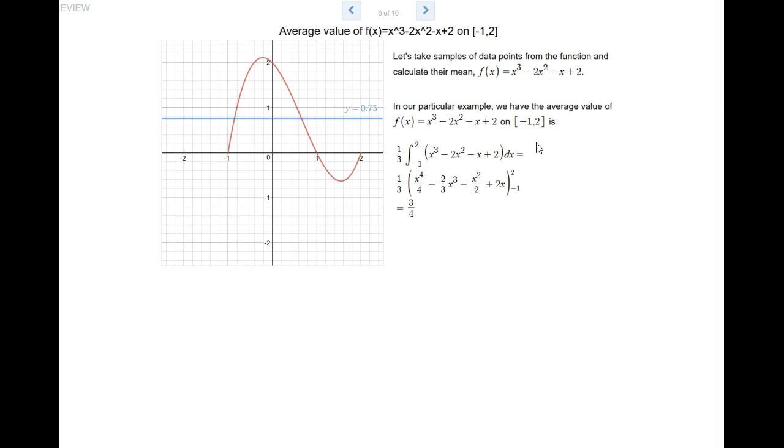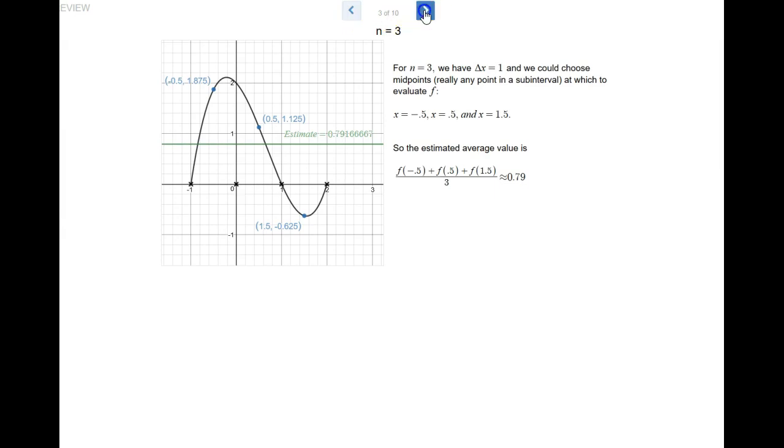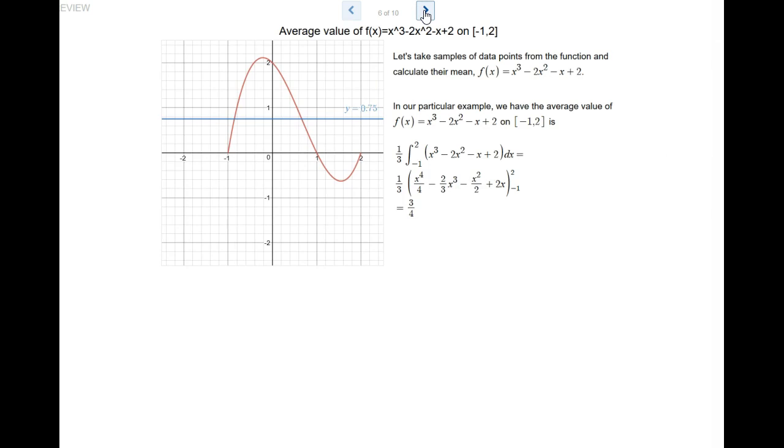So now let's look at that cubic function again, on the interval minus 1 to 2. So we had approximations of 0.79 and 0.77 when we looked at 3 and 4 function values. Now if we take the definite integral and use the average value formula, I would get the definite integral from minus 1 to 2 of this function times 1 over 3, because 3 is the length of this interval. And that gives me 3/4, which obviously is 0.75.